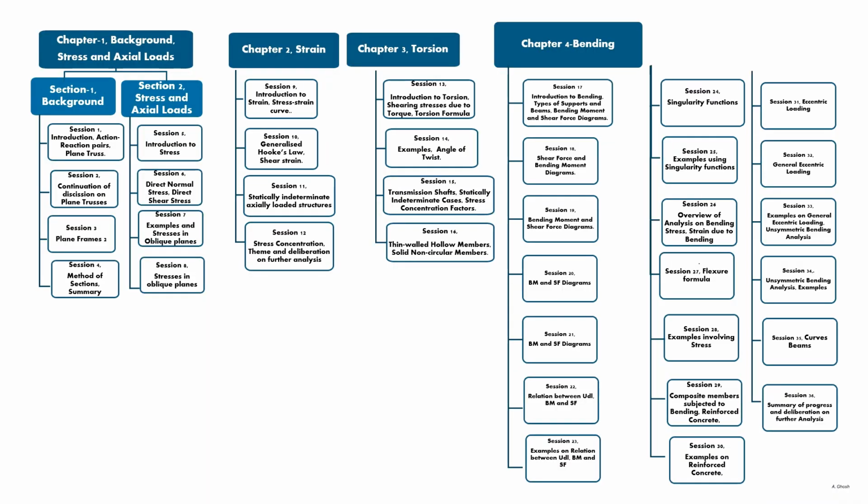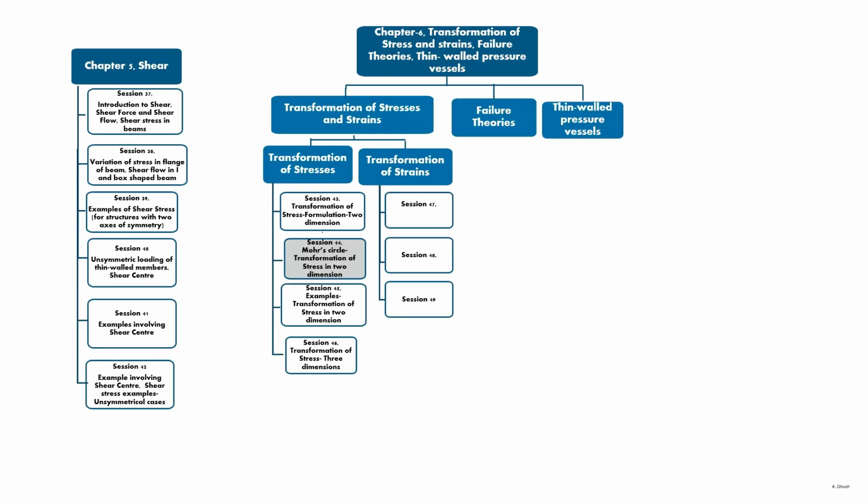Here we have a glimpse of the sessions covered in the first 4 chapters. In the earlier chapter, we discussed shear. We are now discussing transformation of stresses and strains. In the last session, we developed algebraic equations for transformation of stress. In this session, we'll discuss a geometric method, the Mohr's circle.